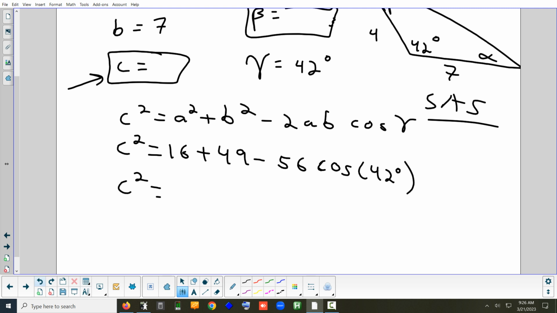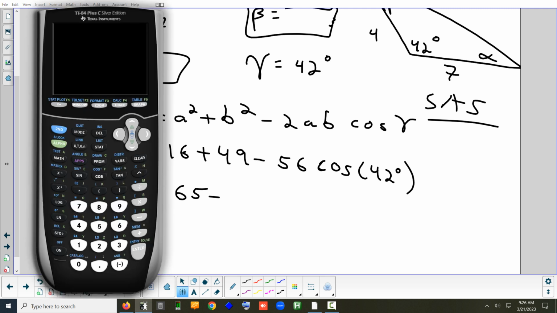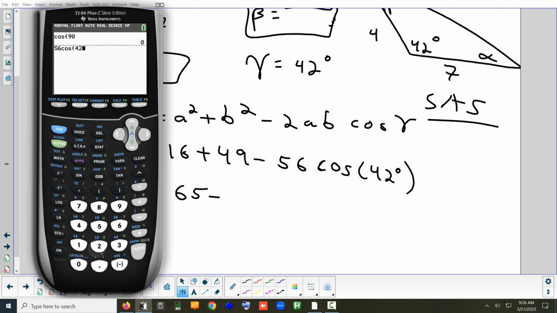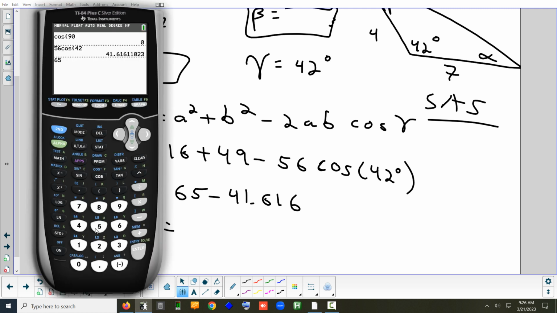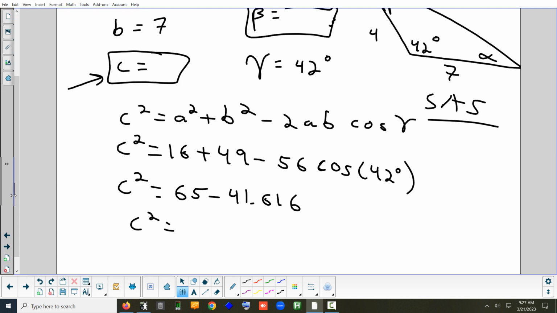What's 16 plus 49? Yeah. 65. So 65 minus, and now we can type in 56 cosine 42. Okay, we're going to round this just like we have been. We'll go to 3 decimal places. 41.616. Now you can do the subtraction. So 65 minus 41.616. 23.384.